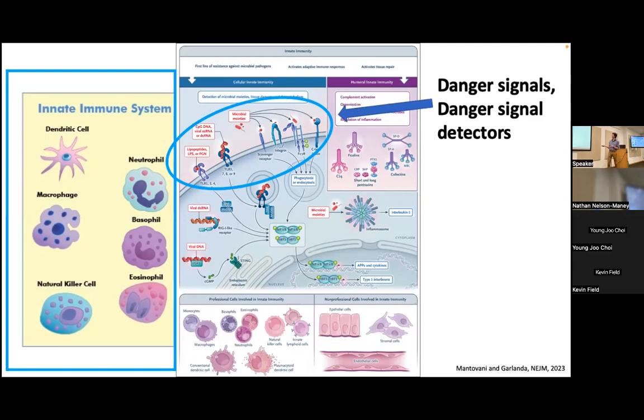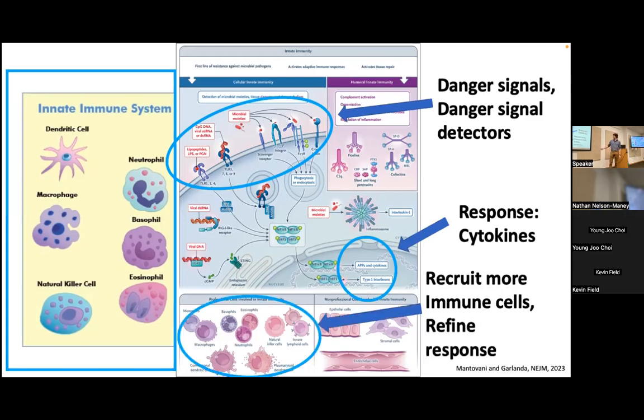And when those receptors find the danger signal, stuff happens in the cell and the cell produces cytokines. So these cytokines are kind of like an emergency signal or a flare that calls in other types of immune cells to the area. And it helps refine the response and decide what the body's going to do with the thing that's not supposed to be there.